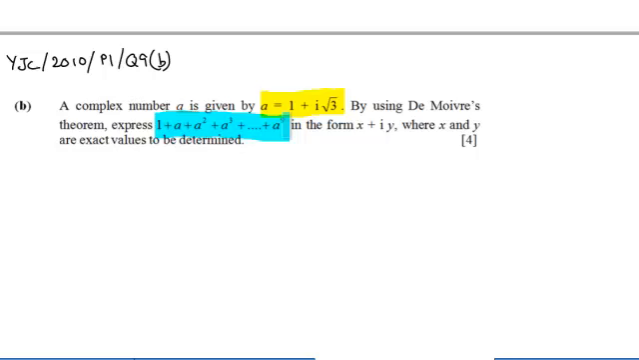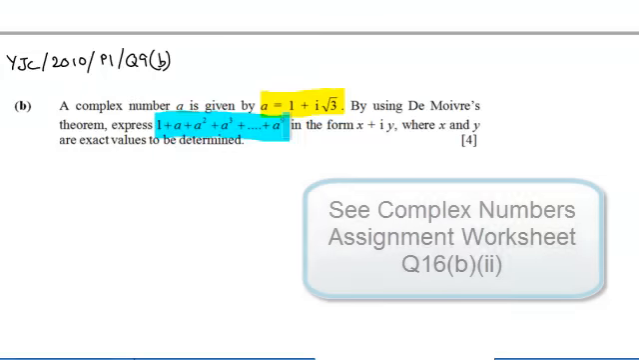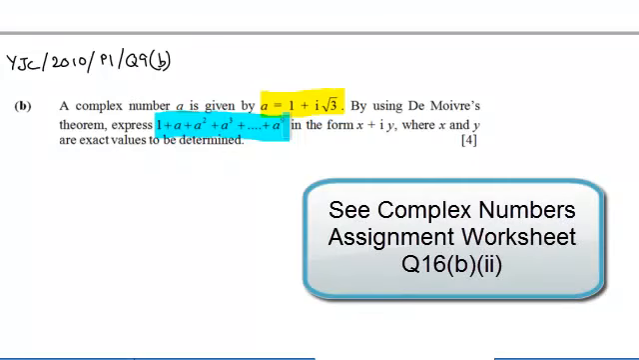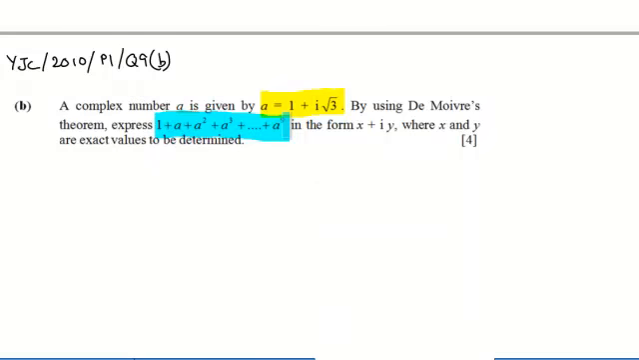When I first saw this question, it straight away reminded me of your complex numbers assignment worksheet, question 16b part 2. When I first attempted that question, I wasn't really able to do it, but when I looked at the solution, I understood the approach. The approach is, first of all, to simplify the sum by using the sum of GP.